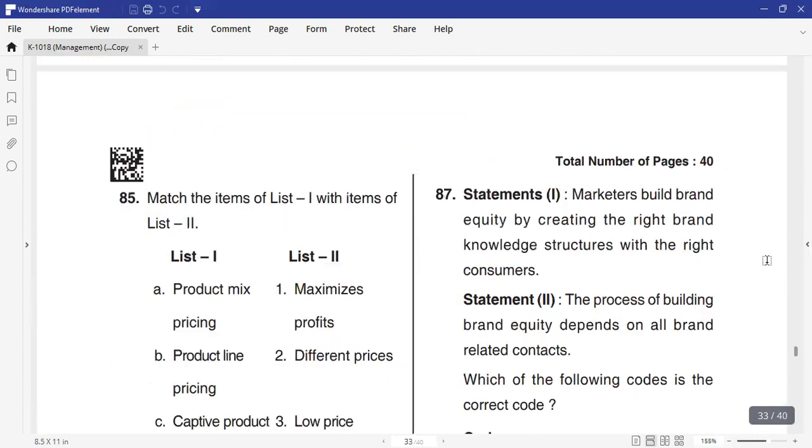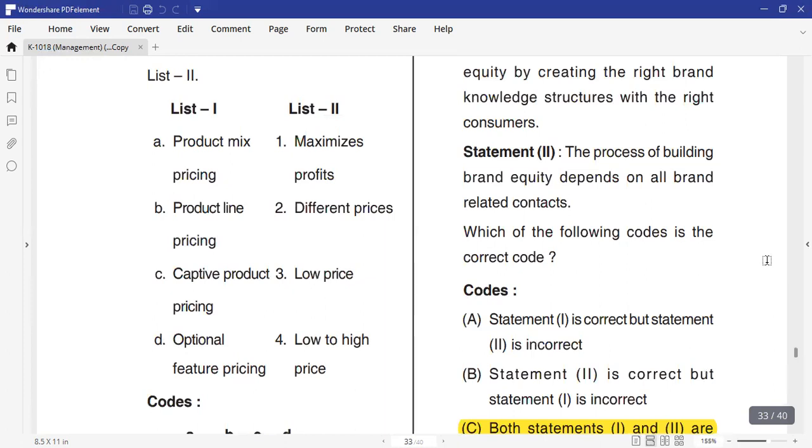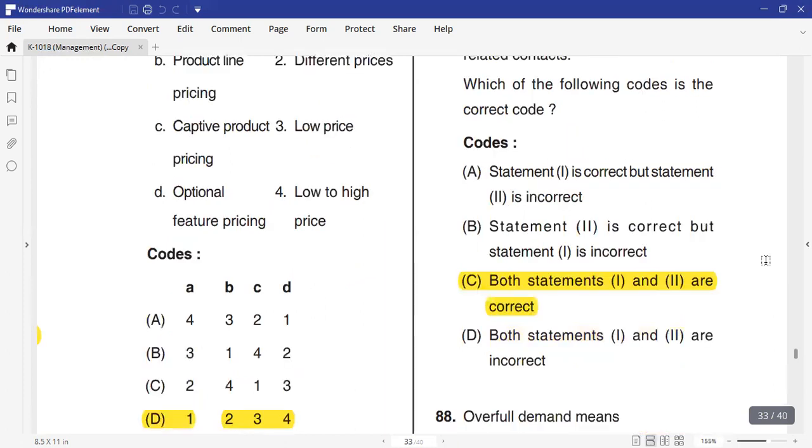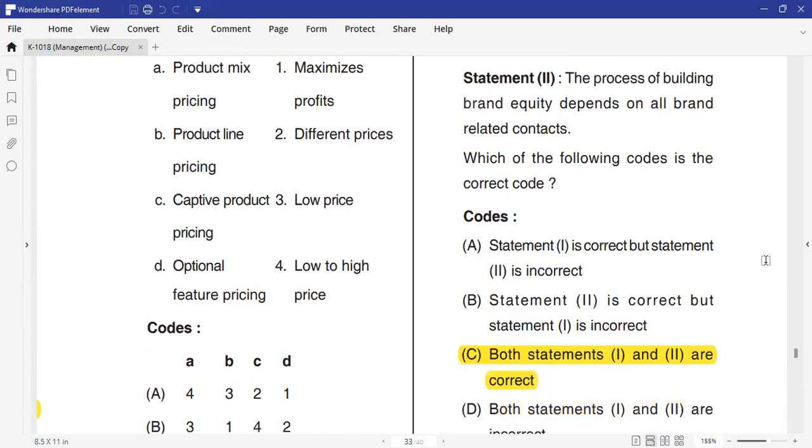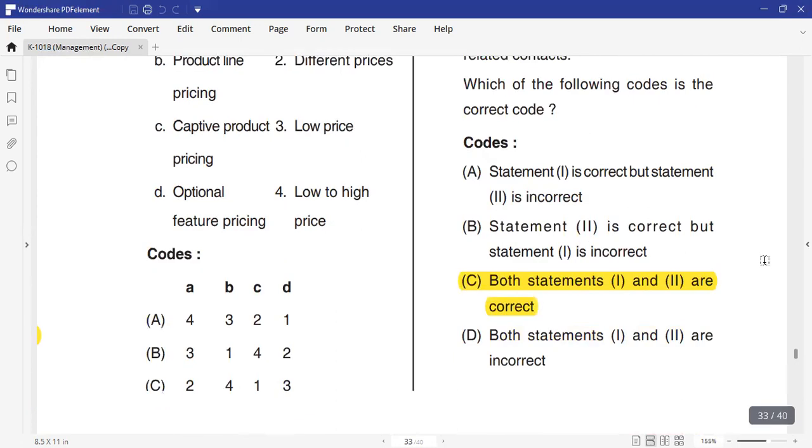We'll go to the 85th question, match the following. So for A, it is 1, that is product mix pricing is nothing but it maximizes the profits. Next, for B, it is 2, product line pricing basically helps in different pricing. C, it is 3, captive product pricing is nothing but the low price, and optional feature pricing is low to high price. That means if you are increasing price from low to high, it's called optional feature pricing.